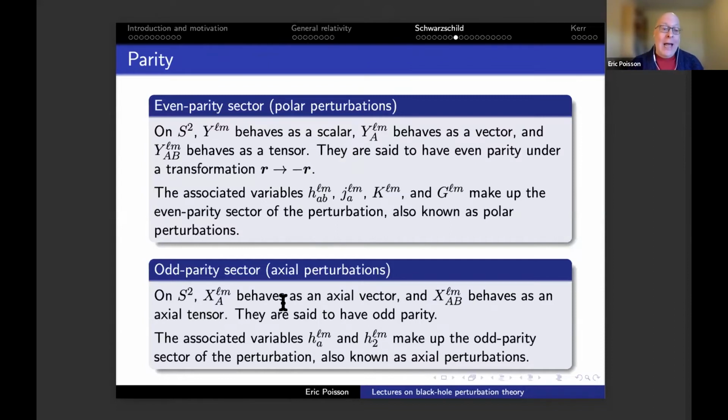Apart from that, we also have the axial perturbations, the things that come with X's, either X_a and X_ab. So this, as was pointed out, behaves as an axial vector because it was generated from a cross product. This is a tensorial generalization of this, so it's an axial tensor. And those behave differently from the Y's under parity transformation. In the literature, you'll see them described as having odd parity. So we're talking about the odd parity sector of the transformation.